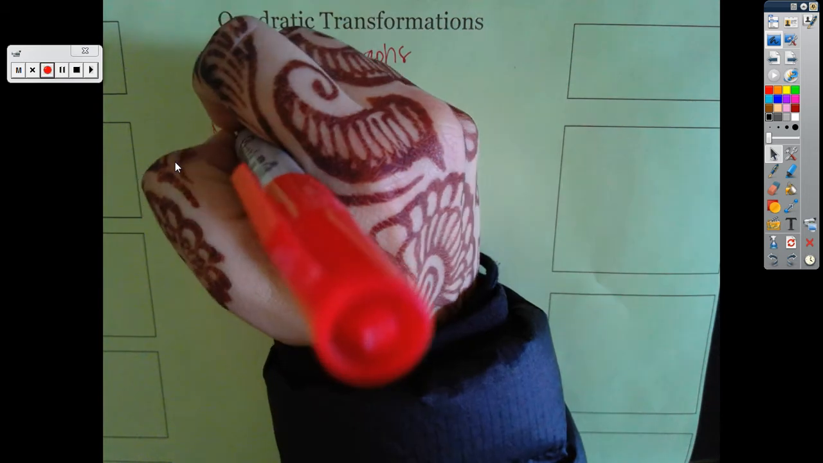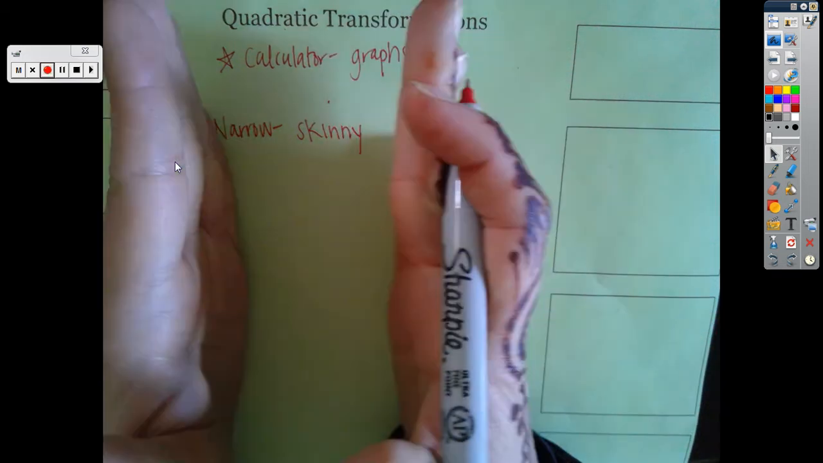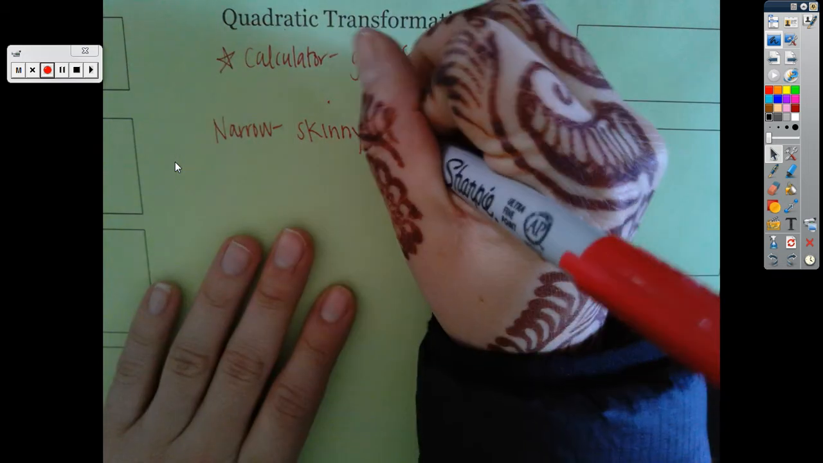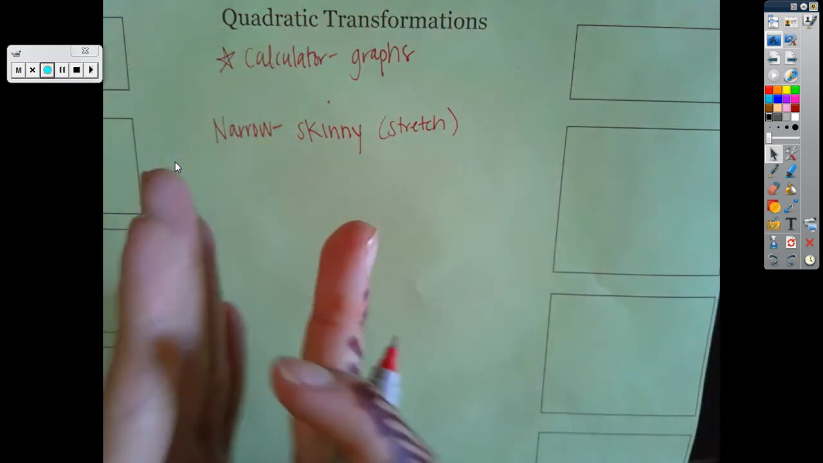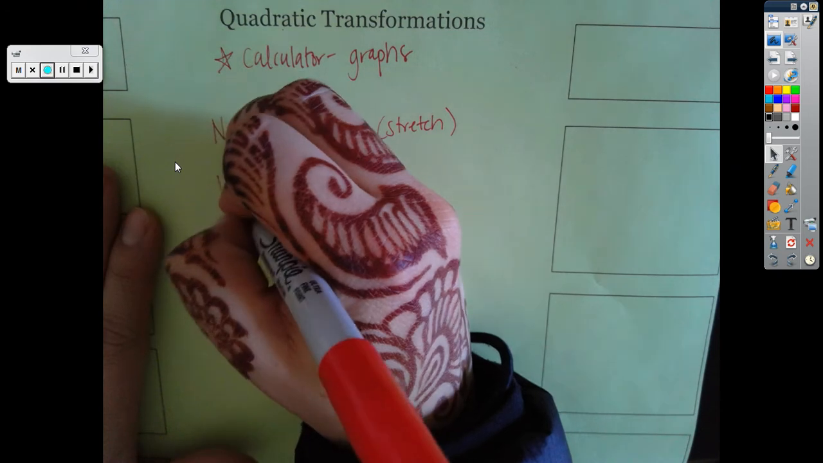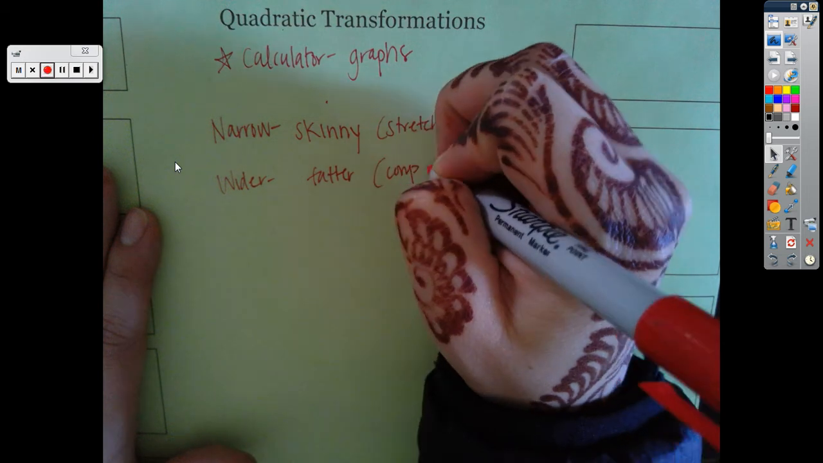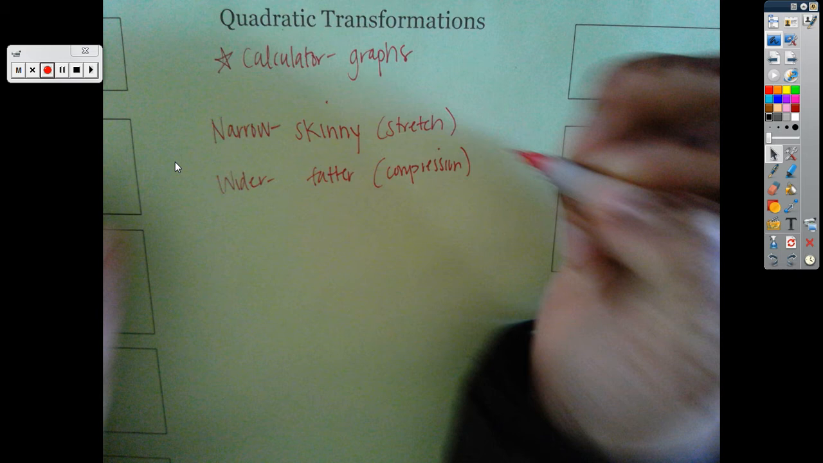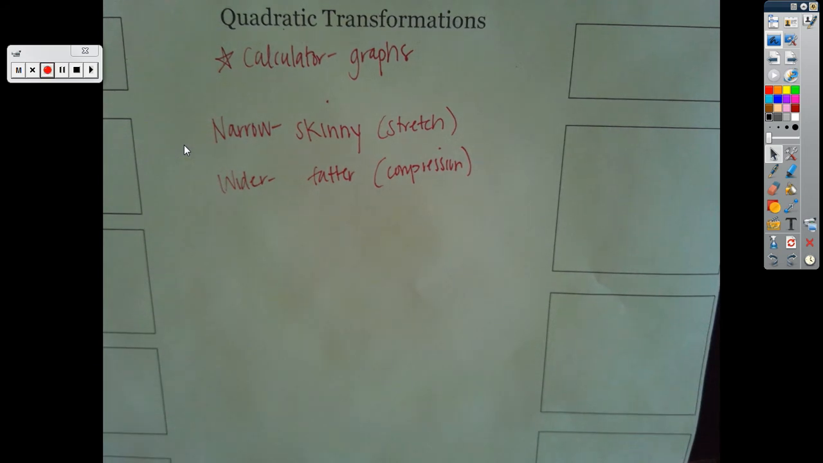There are a couple words you do need to know, like narrow. That means more skinny, more skinny this way. It's also called to stretch something, because when you stretch it out, it gets skinnier. And wider, which means fatter, or you might see compression. So again, I'm going to show you these notes, but you could do everything I show you on the calculator, and it'll give you the same answer. So just type in both equations into graphs.